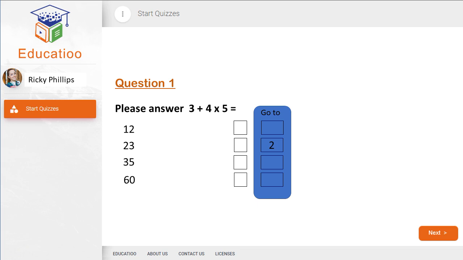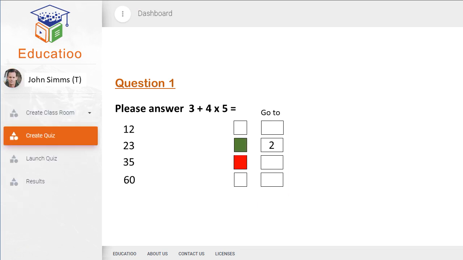Ricky is not aware of John's possibilities to redirect every answer she gives separately. As you remember, Ricky made a mistake at the first question. Instead of the correct answer 23, Ricky answered 35. John anticipated on Ricky making this mistake and redirects her answer to a separate question.